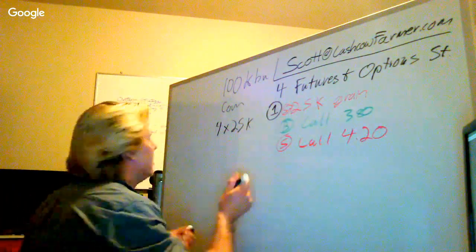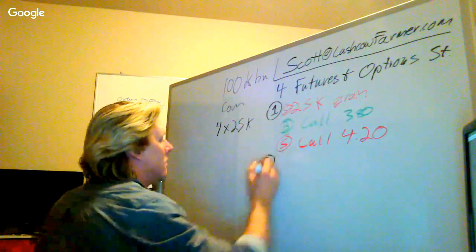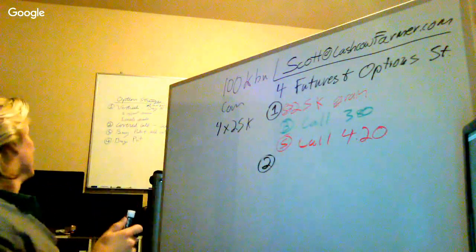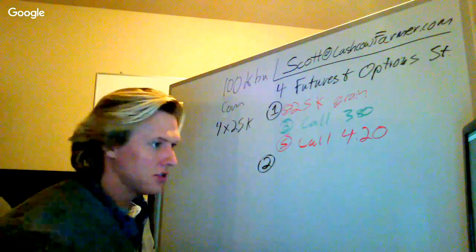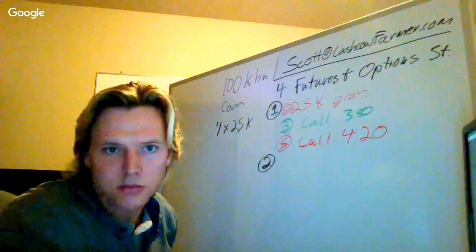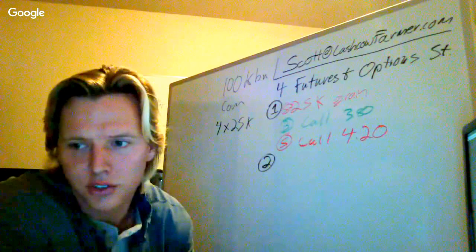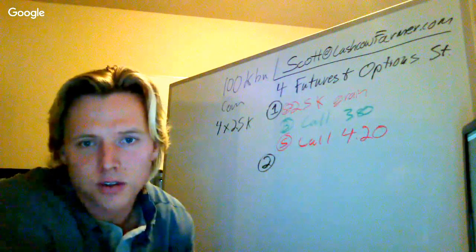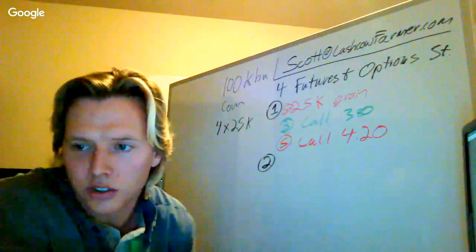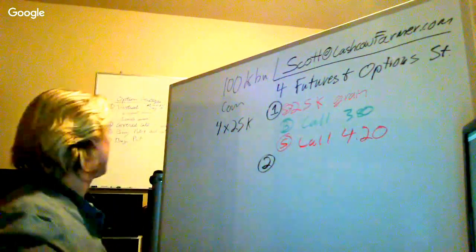Strategy number two. Strategy number two is going to be a covered call. So you're going to do a covered call, which basically means you're going to sell the futures. You're going to sell futures contracts, 5 of them. You're just going to sell short the July futures and then buy call options.